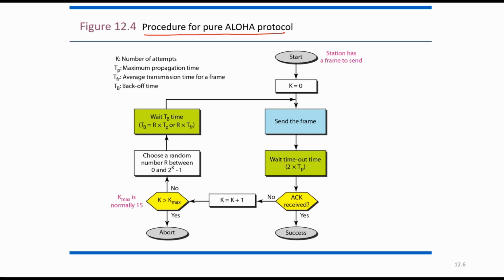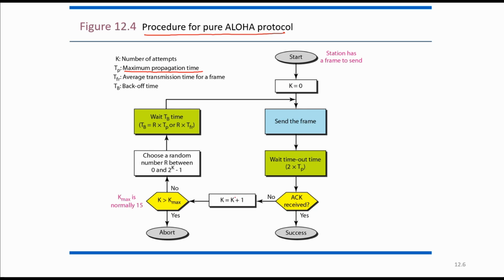After sending the frame, it will wait for the timeout time. The timeout time is 2 times TP. What is TP? TP is the maximum propagation time, meaning the time by which the data should have reached the receiver. So it will wait till 2 times TP. If by then the acknowledgement is received, that is success. If not received, then it will attempt to resend the data.